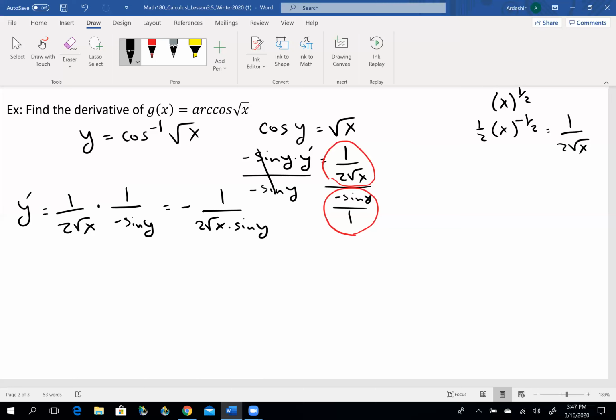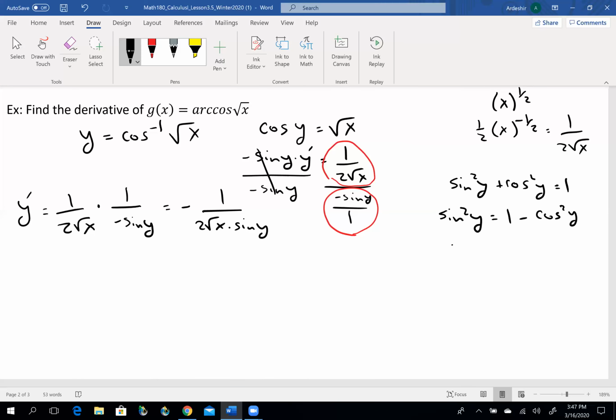So now let me see what the sine of y is. And again guys, I'm going to use my trig identity, my friend: sine square of y plus cosine square of y equal to 1. Now I'm going to isolate sine square of y, so it's going to be sine square of y equal to 1 minus cosine square of y.